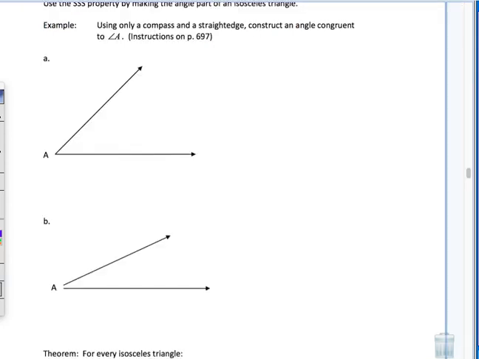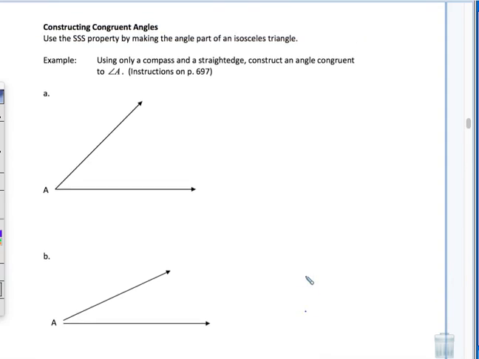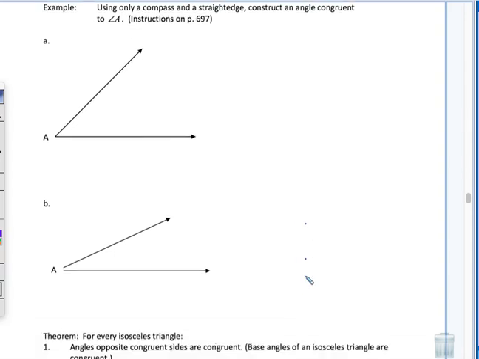All right, the next part here is constructing congruent angles, and you can use the side, side, side property by making any part of an isosceles triangle. You'll see that really well if you look at that in your textbook. So what I want you to do is construct an angle congruent to the angle in part A and congruent to the angle in part B. The instructions are on page 497, but I've also attached 2 very good videos that are going to show you how to do that. So you can pause this video and take the time to do that.